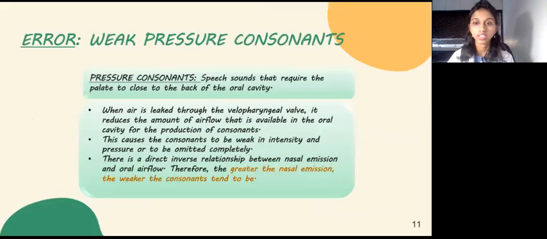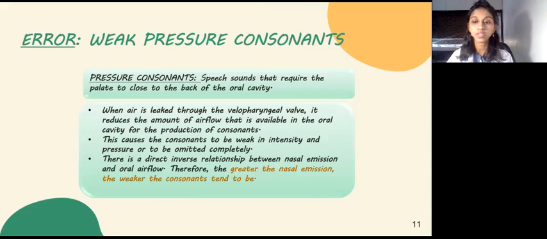Weak pressure consonants. This error is commonly seen to occur for pressure consonants. Pressure consonants are those that require the palate to close to the back of the oral cavity, thereby blocking the nasal passage. When air is leaked through the velopharyngeal valve, the airflow available in the oral cavity, which is ideally required for the production of consonants, is reduced. This causes the consonants to be weak in intensity and pressure, or to be omitted completely.